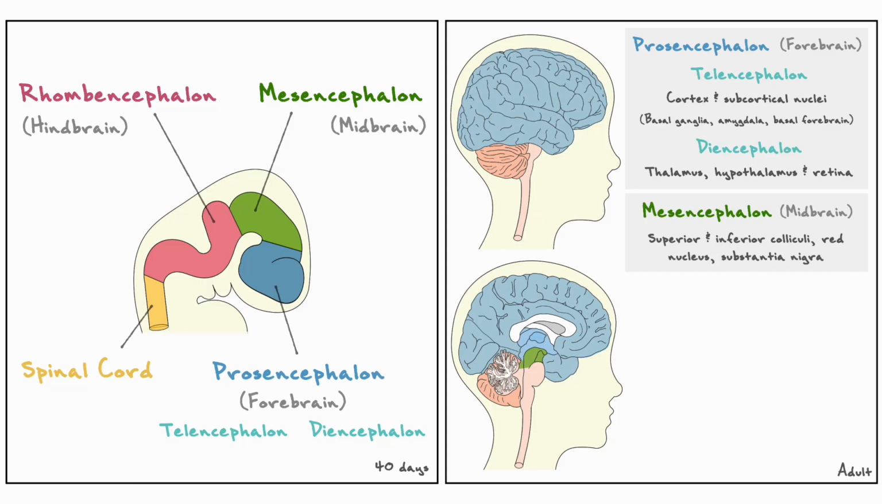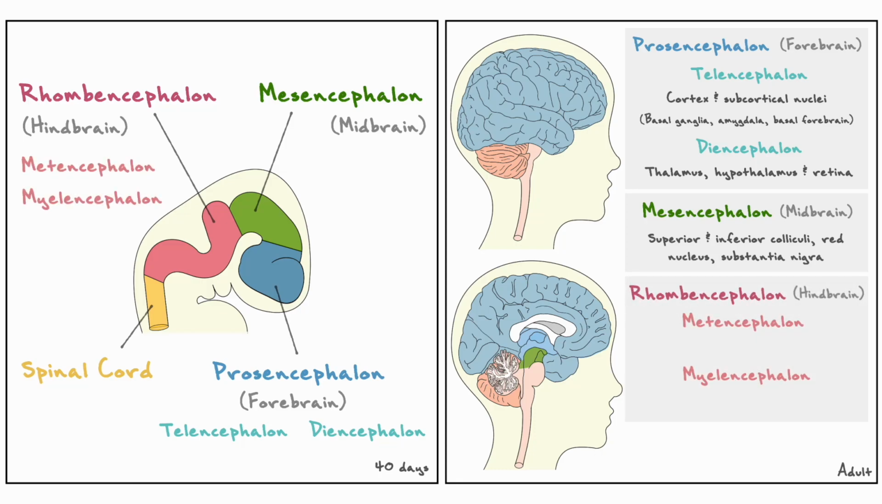Caudal to the midbrain, the rhombencephalon becomes the metencephalon and myelencephalon. The metencephalon later becomes the cerebellum and the pons. The myelencephalon later becomes the medulla, which is also known as the medulla oblongata. Finally, we have the spinal cord, which remains the spinal cord even at later stages.